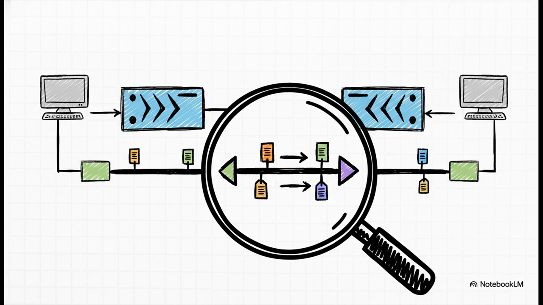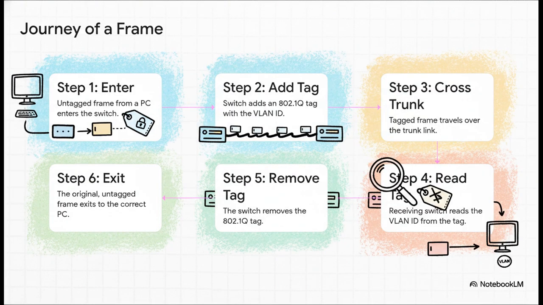They do all the heavy lifting, adding the tags as data goes onto the trunk and stripping them off before it gets delivered to a computer. So let's follow one piece of data on its journey. The easiest way to think about this is like a luggage tag at the airport. Okay, so first, your PC sends some data. It has no tag, it's just your luggage.